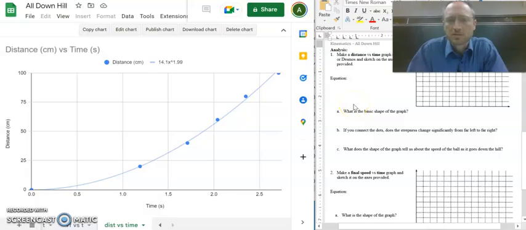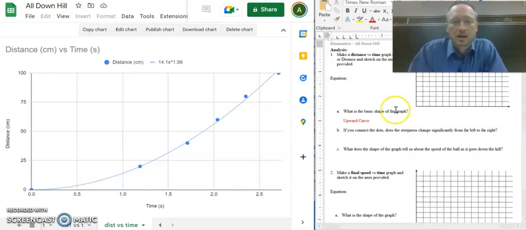So for our distance versus time graph that we have up here, the basic shape of the graph is a curve. It's not linear anymore, now it's curved. And it's not just any curve, it is a curve that curves upward. So my students often say an upward curve.